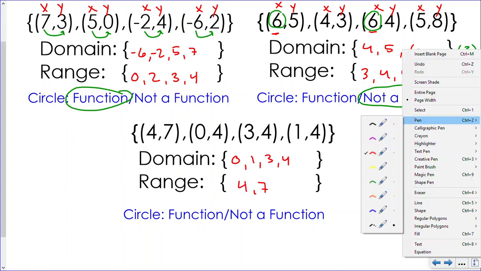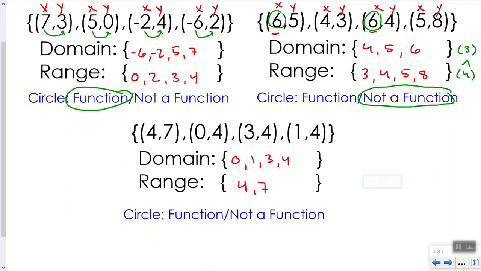Now we want to know, is it a function? So remember, our rule is that each x can only map to one y. So 4 goes to 7, 0 goes to 4, 3 goes to 4, and 1 goes to 4. I don't have any repeated x values, so I can't say that any x value is going to multiple y's. So this one is a function. You're allowed to have repeats in the y coordinate, but not in the x coordinate like we saw before.